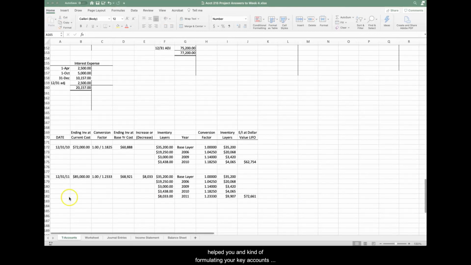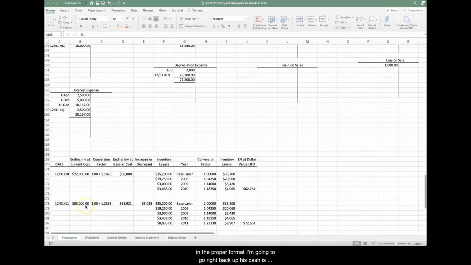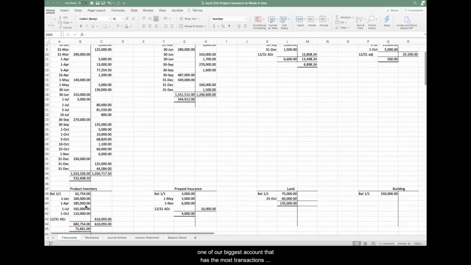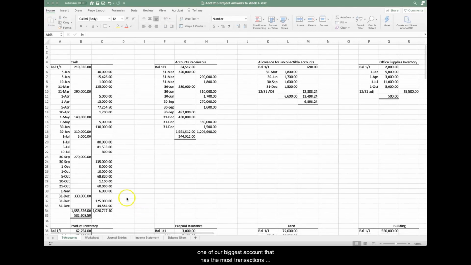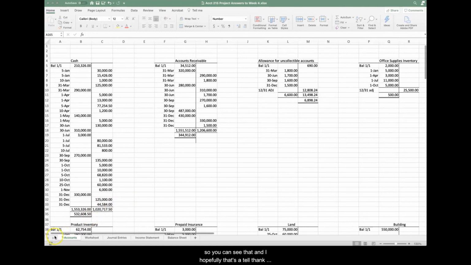So I hope this has helped you in formulating your T accounts in the proper format. I'm going to go right back up because cash is one of our biggest accounts that has the most transactions. So you can see that. And hopefully this has helped.